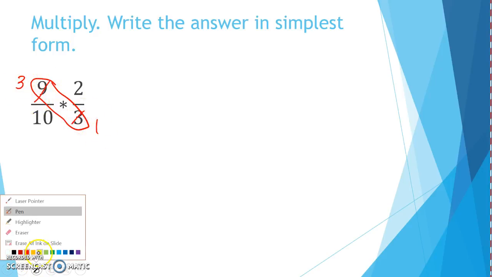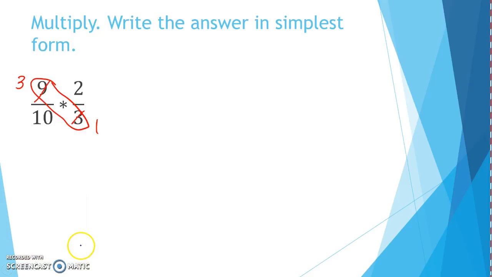And then I'm also going to look at the other set of diagonals. And here we actually can also cross cancel these, 10 and 2. So 10 and 2 can both be divided by 2. 10 divided by 2 is 5. 2 divided by 2 is 1. And once we get to that point, we then multiply straight across. So we basically have done our simplification first. We simplified before, and now we're just going to end by multiplying straight across. And you should get 3/5.